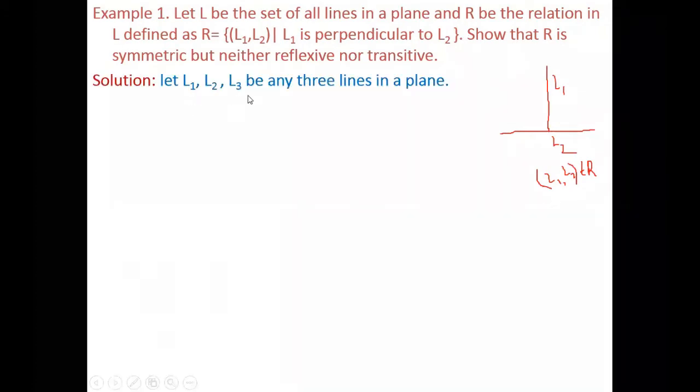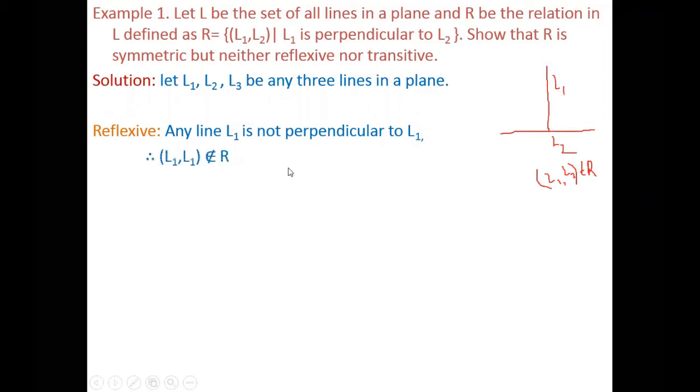I assume these three lines L1, L2 and L3 in a plane. Any line itself is not perpendicular to itself, right? So any line L1 is not perpendicular to L1. That's why (L1, L1) does not belong to R.